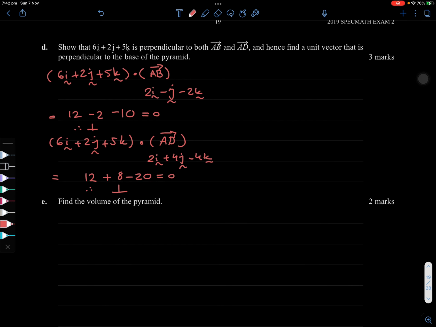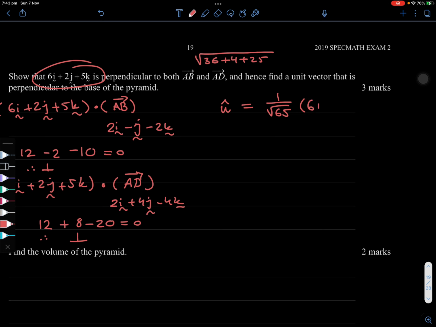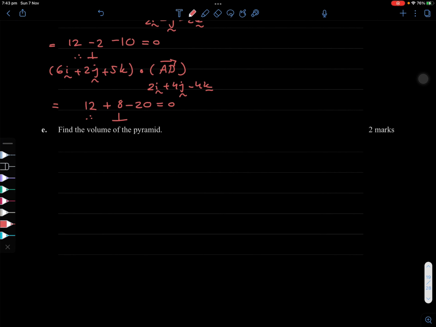Nice. And then it says find a unit vector that is perpendicular to the base of the pyramid. So the unit vector, just call it u hat, is just going to be this, because it's perpendicular, divided by its magnitude. The magnitude of that is going to be root 36 plus 4 plus 25. That gives me root 65. So we go 1 on root 65, and then our vector is obviously the perpendicular one that they've just given us. Okay, that's our 3 marks.